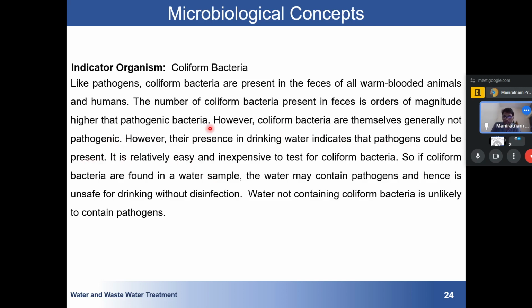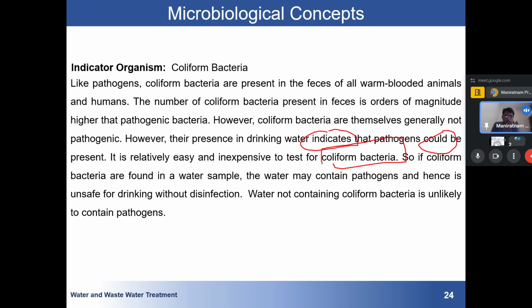However, the coliform bacteria themselves are not pathogenic. However, their presence in the drinking water indicates that pathogens could be present, because both come from the same source. Why is it only indicative? Because we are not using a confirmatory test. Remember, we are very conscious about writing this statement: it indicates pathogens could be present, not for sure. We are just saying could be. It is relatively easy and inexpensive to test for coliform bacteria.